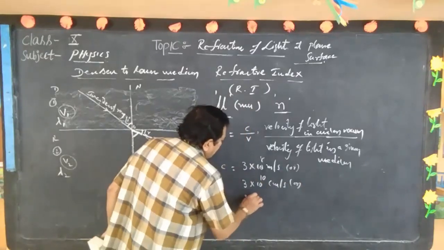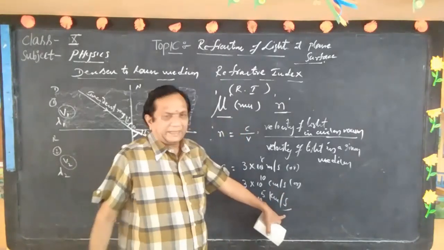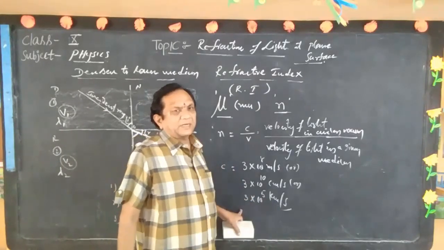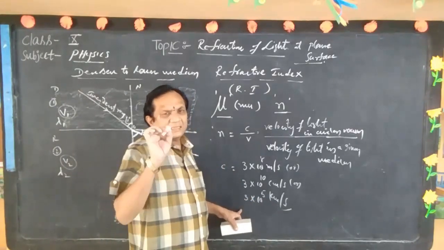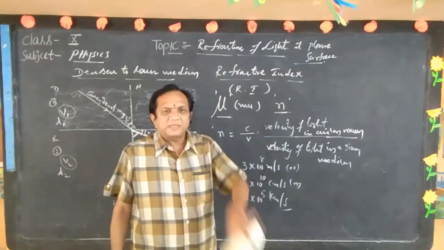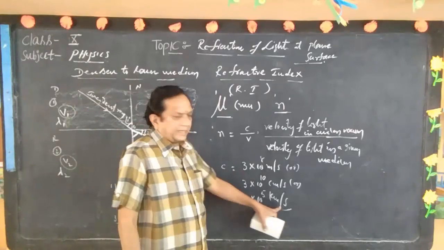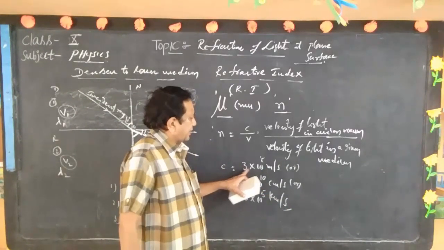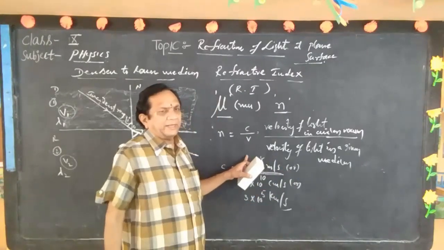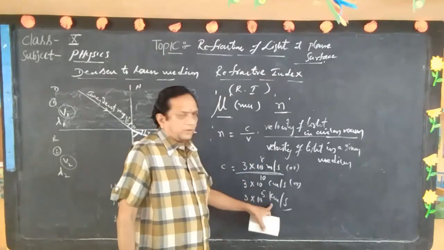Or otherwise we can consider 3 into 10 to the power of 5 kilometer per second. That means 3 lakh kilometers per second. Light travels 3 lakh kilometers in one second, which is a very small unit of time. So the velocity of light in air or vacuum we consider as 3 lakh kilometers per second, or 3 into 10 to the power of 8 meters per second. Mostly this value is to be remembered. Otherwise in kilometers, consider 3 into 10 to the power of 5.